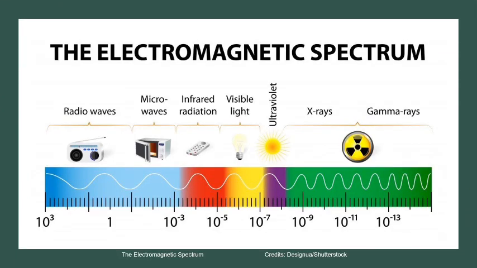So to sum it up, here is the electromagnetic spectrum. From left, we have the radio waves. They have the longest wavelength but the lowest frequency and energy. Then followed by microwaves, infrared radiation, visible light, ultraviolet rays, X-rays, and gamma rays, which has the highest frequency but the shortest wavelength.